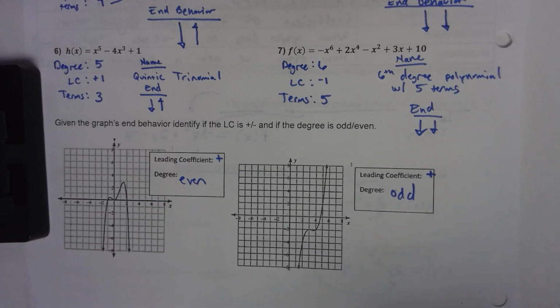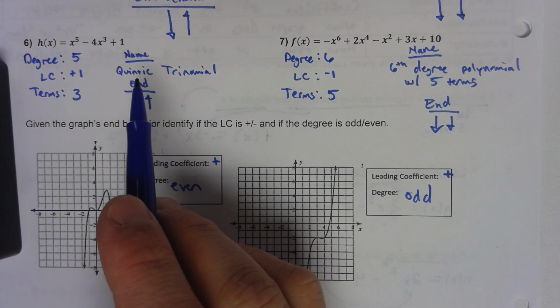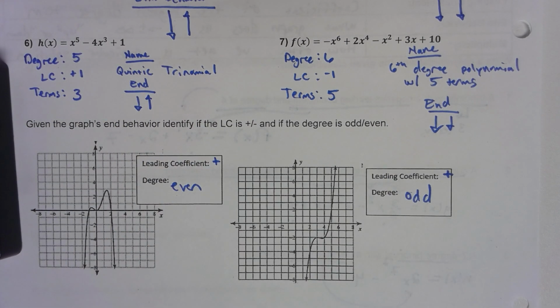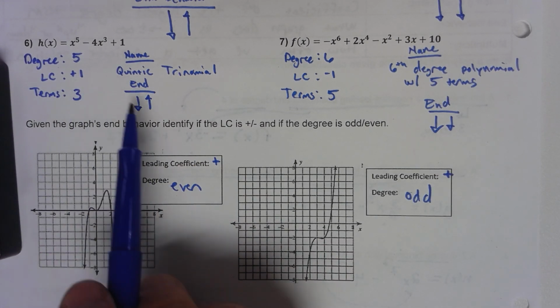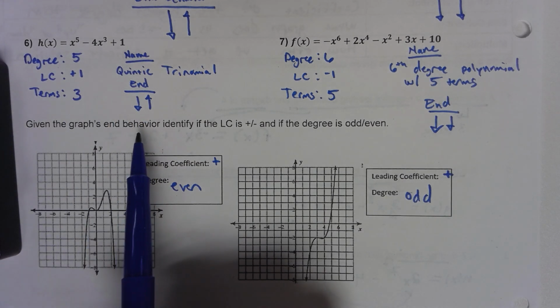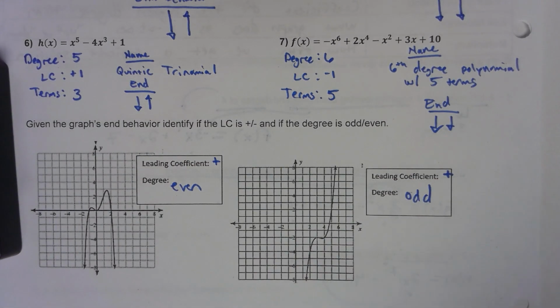6 has a degree that is 5. Again, that's just your largest exponent. Leading coefficient is a positive 1. The term numbers, there are 3 terms there. So the 5th degree makes this a quintic. The 3 terms makes this a trinomial. The end behavior, the right side is up because of the positive leading coefficient, and the left side is down because it's an odd degree. So one end is up and one is down. Since we already found the right to be up, the left has to be down.